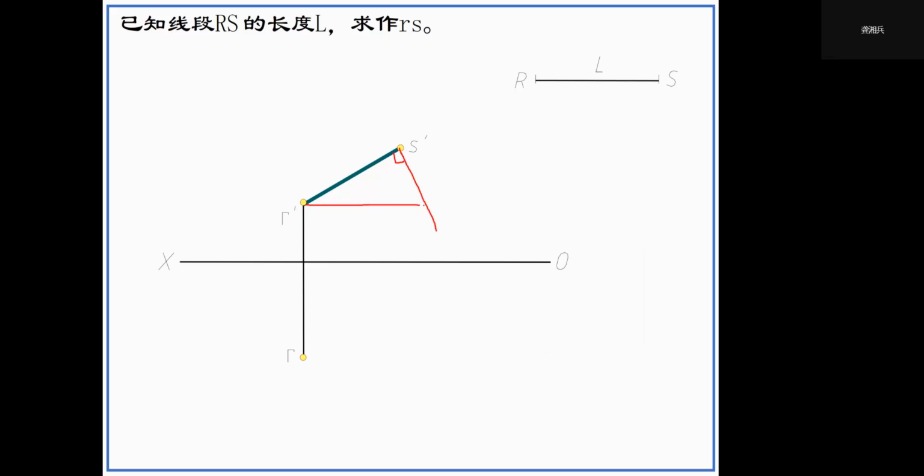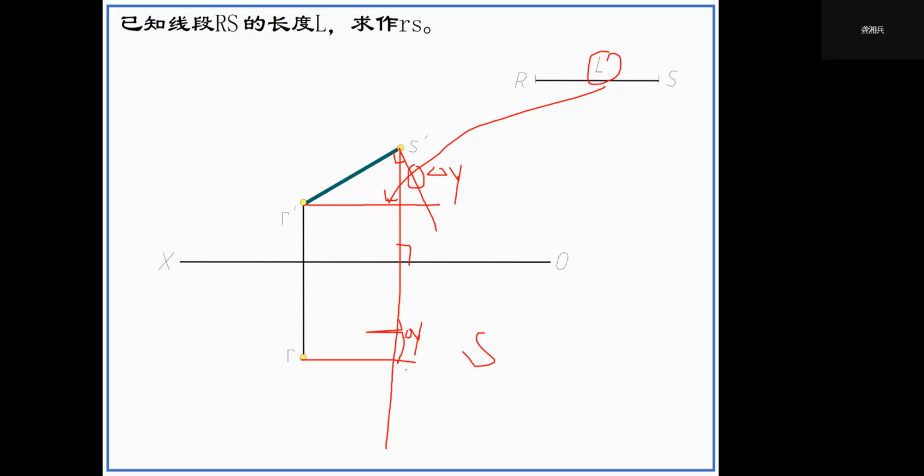Use a ruler to measure the length. Make this length L equal to this one. So here you can determine delta y. With delta y you can get the answer on S. You should know another S point should be on the line in this direction. S on here, so here is delta y. You make delta y here and delta y here. So this time we have two answers. Here is delta y, here is delta y. I can show you guys.